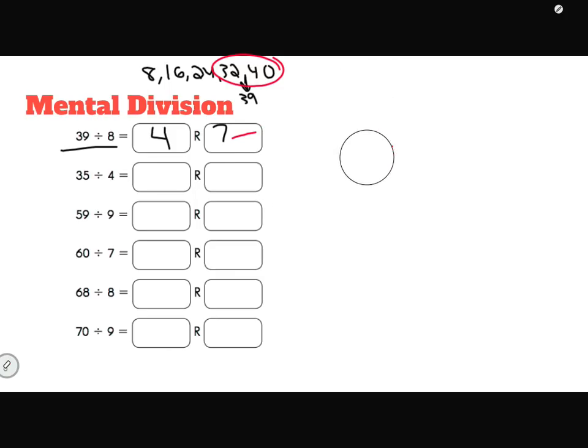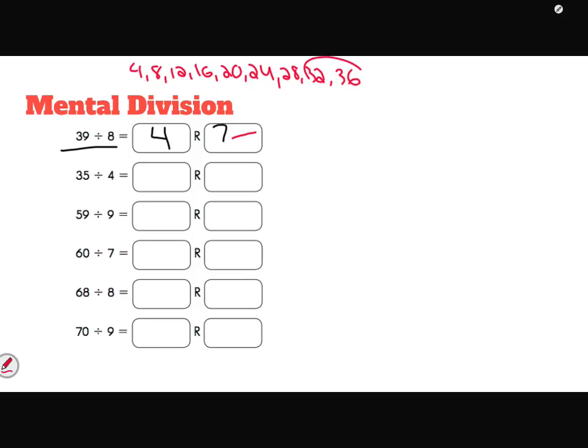If I did 35 divided by 4, again, I could, on my paper, list out the multiples of 4. 4, 8, 12, 16, 20, 24, 32, 36, and I'm going to stop because I'm between my two numbers. So if I'm going to actually do 35 divided by 4, I know that 4 times 8 gets me to 32, 33, 34, 35, and I have 3 left over.